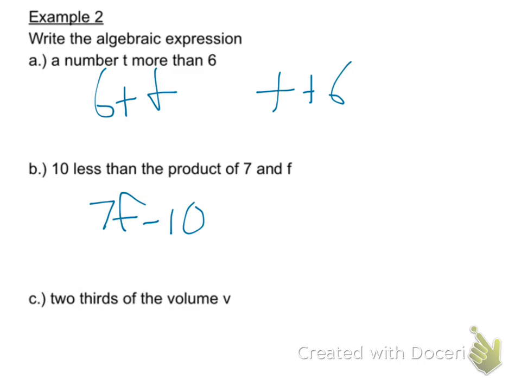And the last one, 2/3 of the volume V. Who has it? Who has 2/3 of the volume V? I'm going to pause the video so I don't have to wait so long. So, what is it? I have 2/3 times V. How do I write 2/3? 2, and then put a line under it, and then you put 3 underneath the line. And V, right? 2 over 3, and then times V. We don't have to write the times in there.